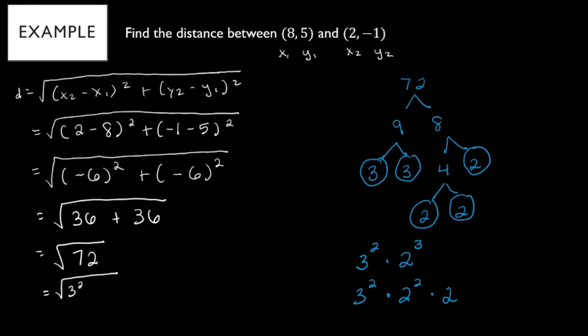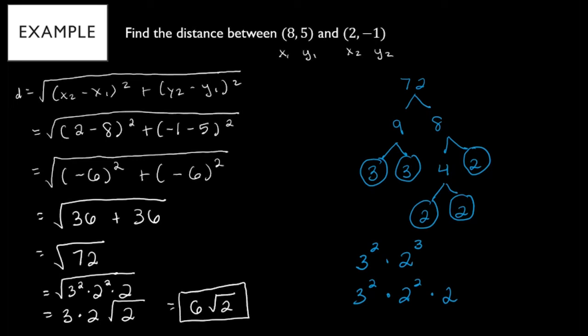So I'm going to rewrite this as 3 squared times 2 squared times 2. And then the 3 and the 2 with the squares, those come out, so you can take the square root. And then the multiplication is still there because all this stuff is multiplied together. And we end up with 6 times the square root of 2 as our final answer for the distance.